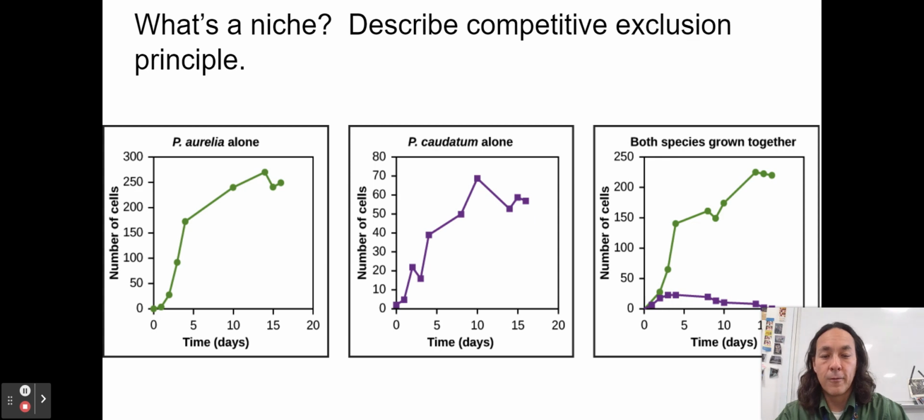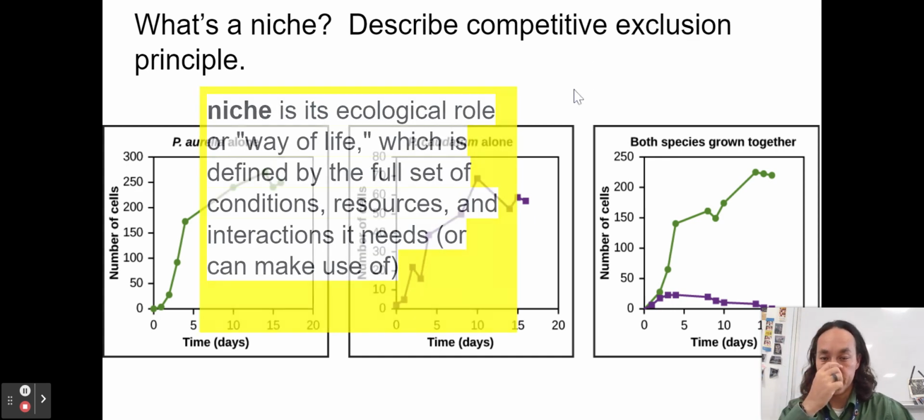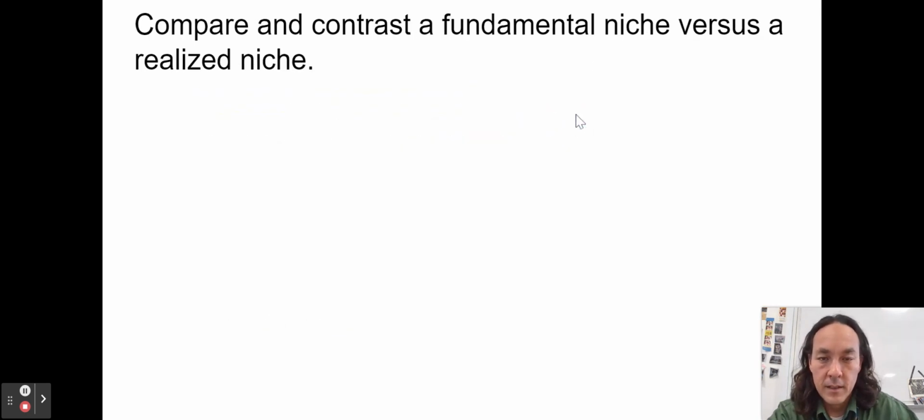And so we are forcing competition and we're forcing extinction. After a big extinction event, such as when the dinosaurs got wiped out, sometimes there are very many niches open, and then that can lead to rapid evolution. All right. Can you compare and contrast a fundamental niche versus a realized niche?